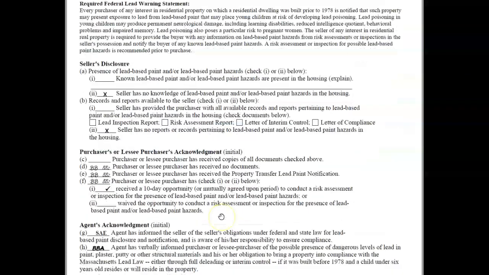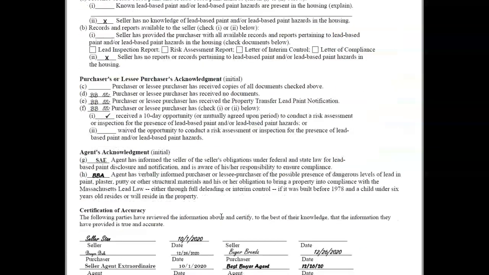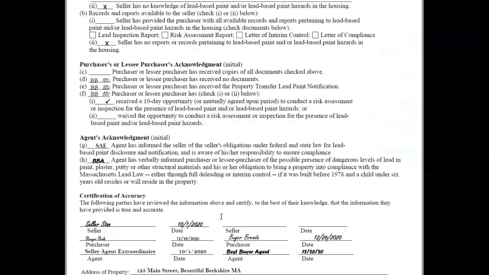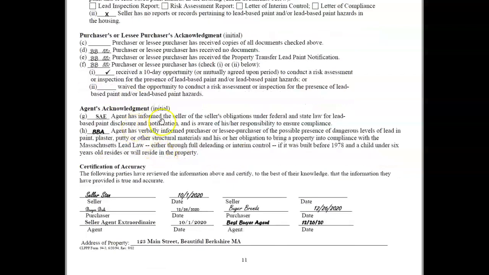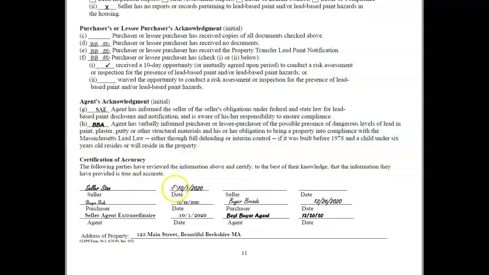And then the last form, hopefully everybody loved and could find nothing wrong with. The buyers have initialed all the appropriate lines. They've checked off that they've received their opportunity to inspect. The seller's agent has initialed where they've been asked to initial. The buyer's agent also initialed. The seller signed. The buyers, you can see, signed before the purchase and sale agreement.